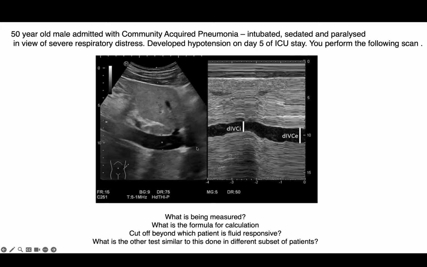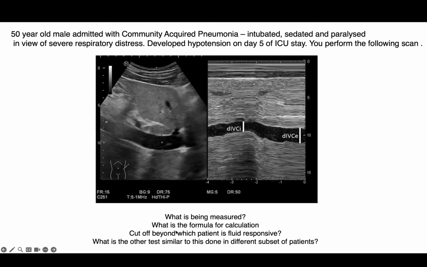Excellent. So most of you know this is IVC distensibility that is being assessed because the patient is paralyzed. If the patient is on spontaneous ventilation, it will be an IVC collapsibility index. So the formula for calculation is the IVC diameter at maximum minus the IVC minimum divided by the IVC minimum. That is an important denominator you need to keep in mind, because for collapsibility, the denominator is IVC max.